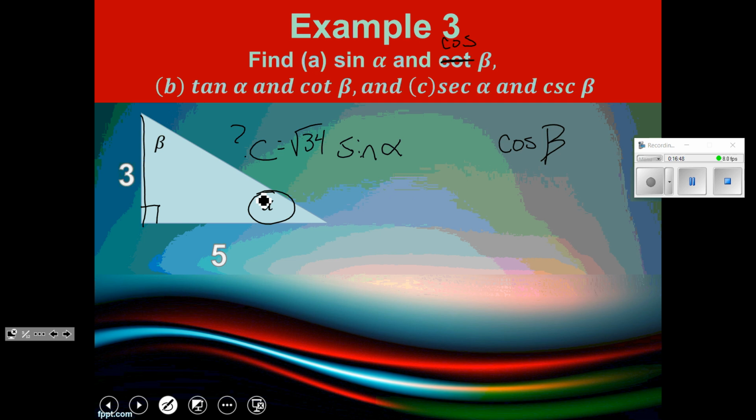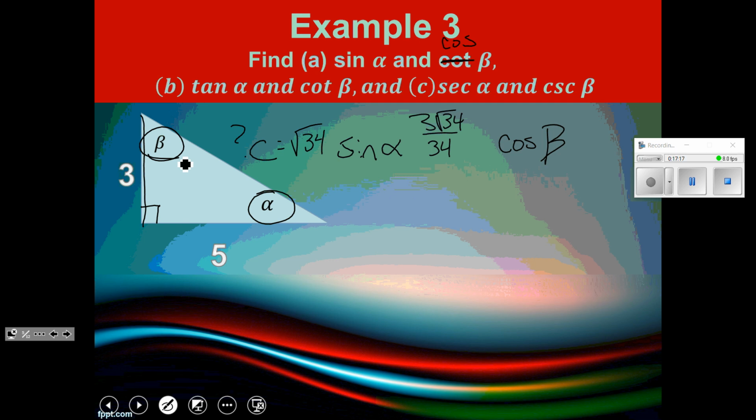Sine is opposite over the hypotenuse, which is 3 over square root of 34. So it's going to end up being 3 square root of 34 over 34. Okay? Let's look at the cosine of beta. So you have to go to your beta. Cosine is adjacent over hypotenuse. So which side's the adjacent?